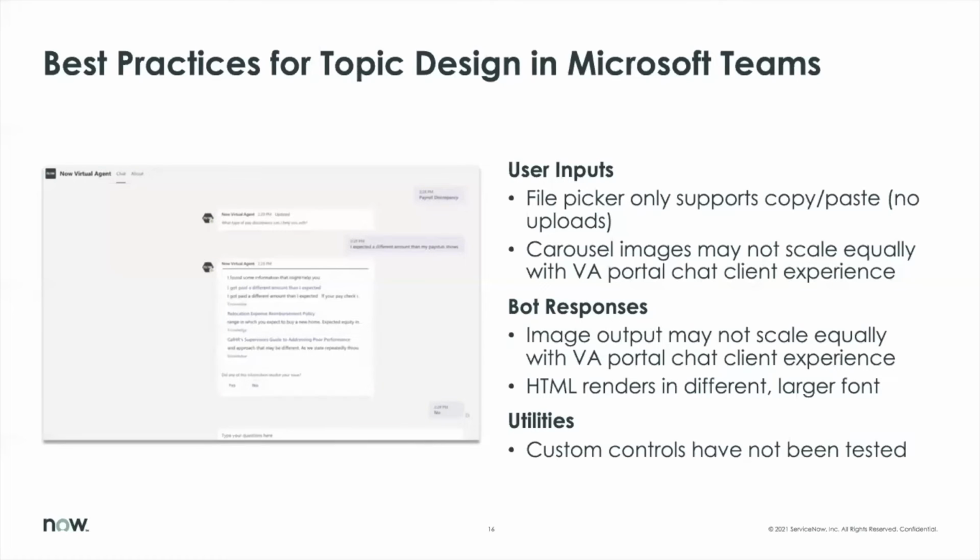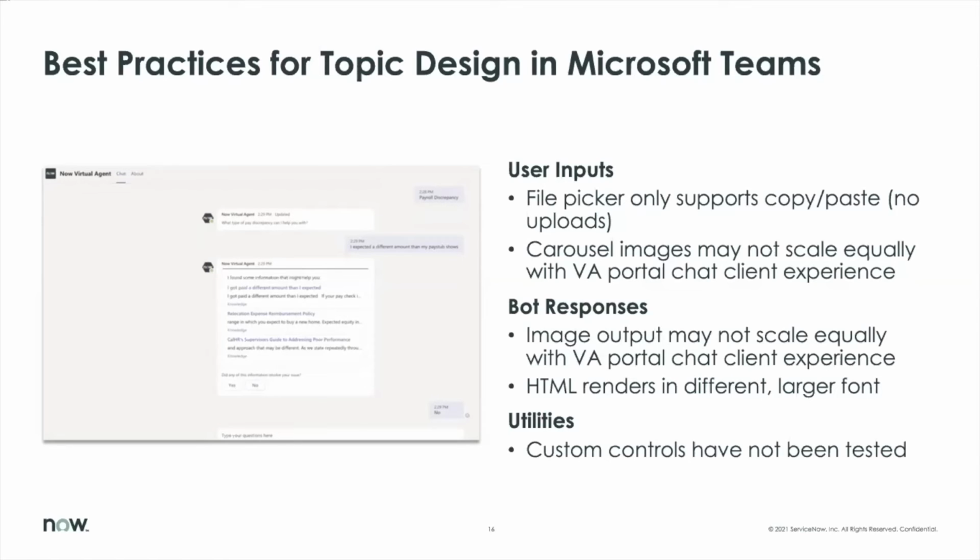As we go through some of the builders, the user inputs, we talked about the file picker. So if you use a file picker, you probably want to specify simply copy paste into the Teams tenant. And the carousel. So anything really with images, you may want to look at rescaling those images. Sometimes they can display much bigger than on the portal. So that's just something to be mindful of, as well as HTML.